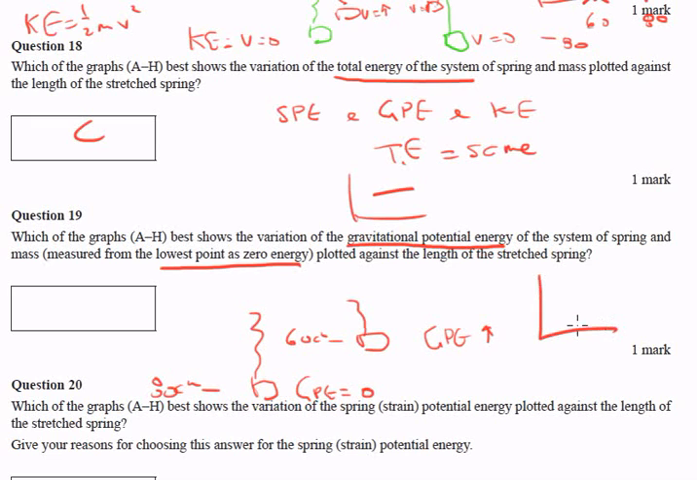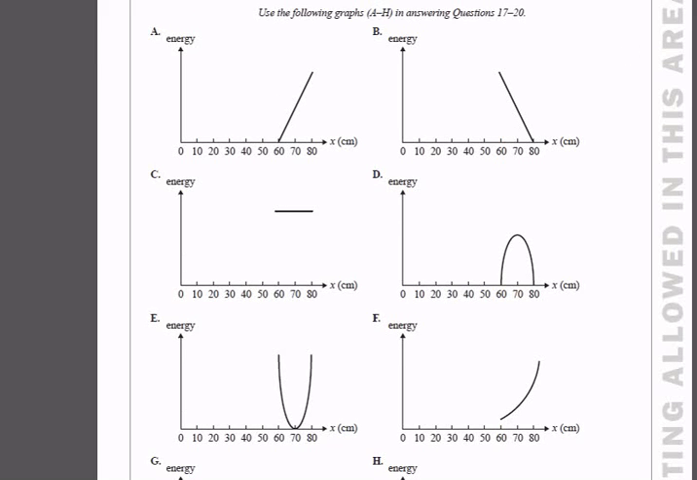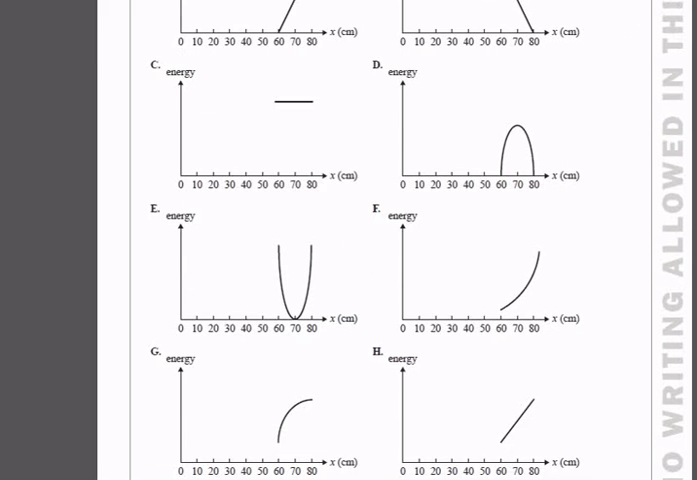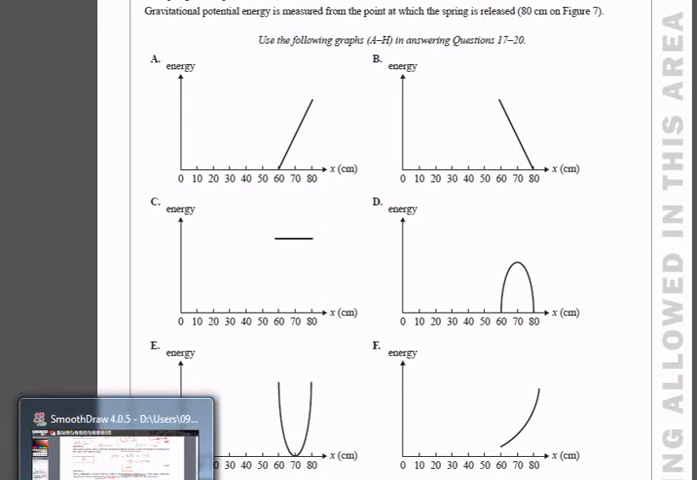So we're looking for a graph that at, here's 60, here's 80. 80 is the lowest. It goes through 0 and it's high up here. Which graph looks like that? So far B does. Is there any others? No, just B. Cool, so the answer to that one is B.